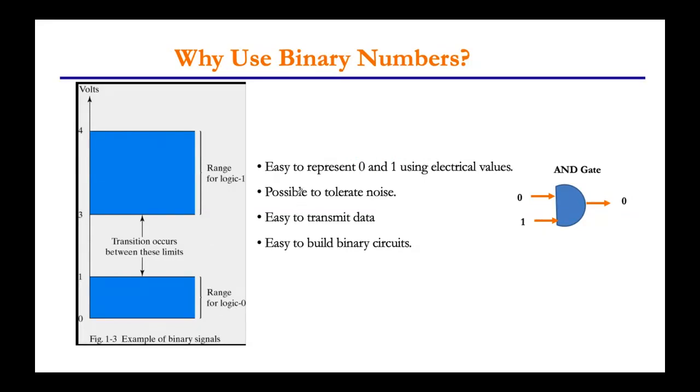And here it is possible to tolerate noise with binary, and it is easy to transmit the data from one gate to another gate in integrated circuits. It is easy to build binary circuits, and a combination of the gates will give your circuits, and those circuits will give you the processor for the evaluation. If it is zero, it is power off, and one means power on, or we can simply say charged off and charged on.